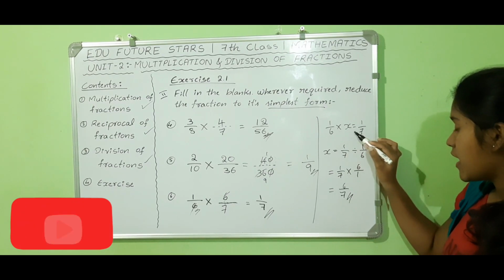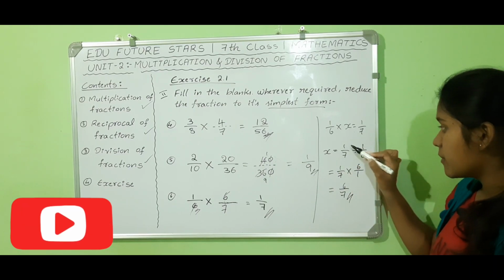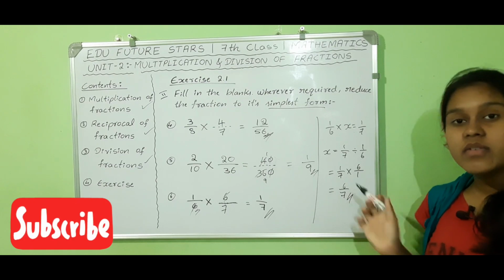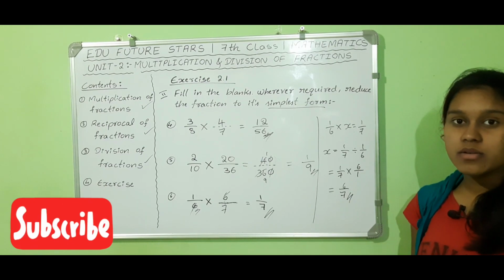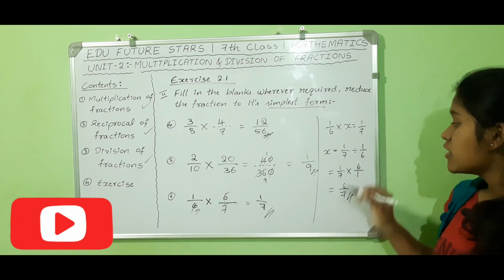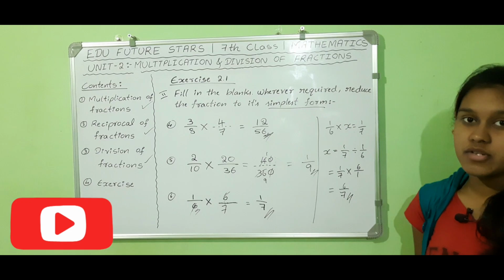1 by 6 into x is equal to 1 by 7. So keeping x as it is, 1 by 7 is divided by 1 by 6. So we are transferring the 1 by 6 to the right hand side. So this will go to the denominator. That's why we are keeping a division sign. Okay. So when we take the reciprocal of that number, we will get a multiplication sign.